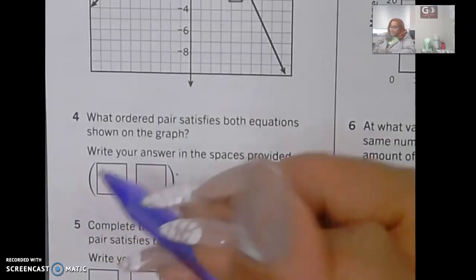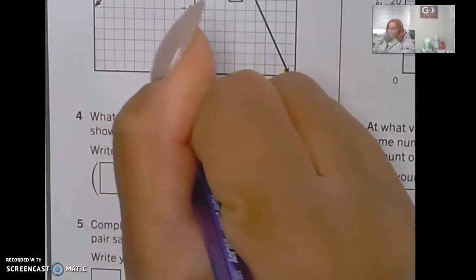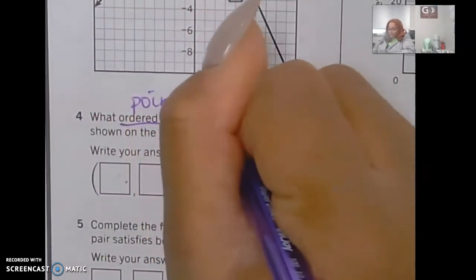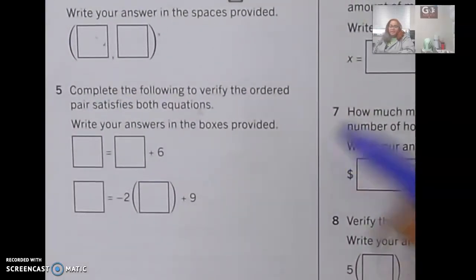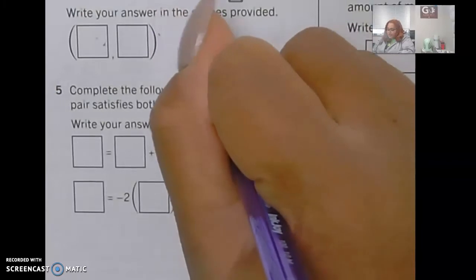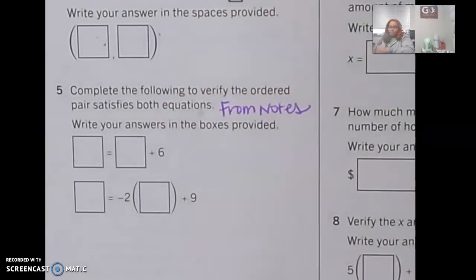Your question number 4 says what's the ordered pair? So they're asking for the point, which is both x and y. And here it says complete the following to verify the ordered pair satisfies both equations. This is directly from your notes. Okay, we did this in our notes.